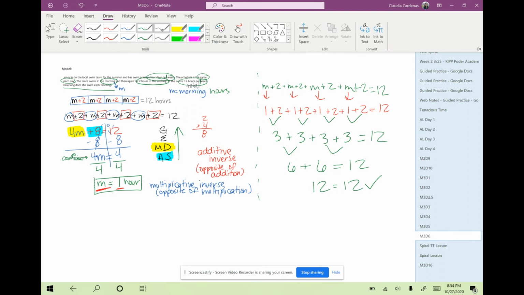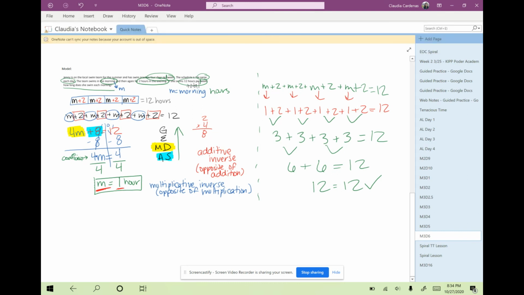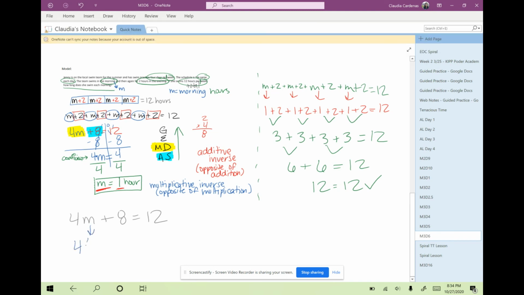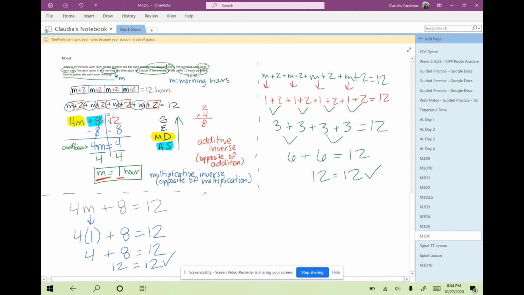Now, if we wanted to save some time, I personally wouldn't go back and substitute it into the very beginning equation. I would use the one that we simplified to once we combine the like terms. And again, I'm going to follow the same process. Instead of the M, I know that that represents the number 1. So I'm going to replace that for number 1. And 4 times 1 is 4, plus 8 is 12. And sure enough, 4 plus 8 is 12. So here is a second way that we can check our work to double check that our answer is correct.